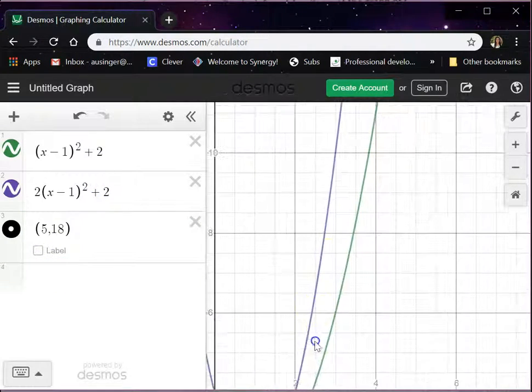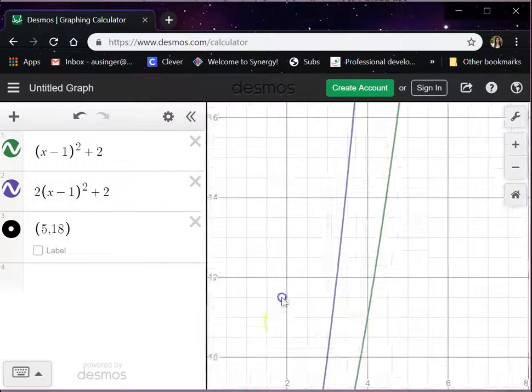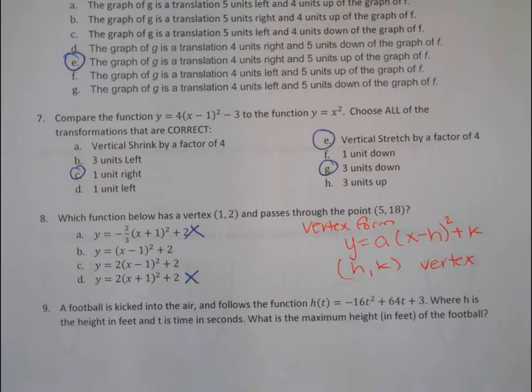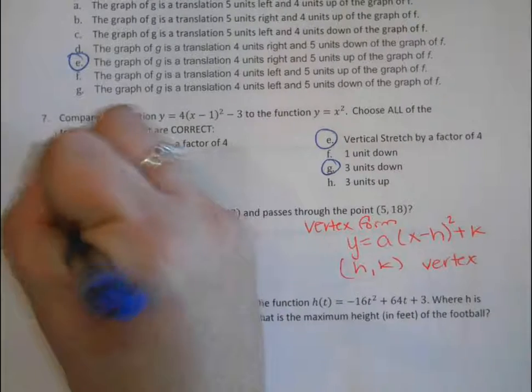I'm going to scroll until I find this point. Just on my green graph, I look over here, my green graph was the (x minus 1) squared plus 2. So if I go back to my paper, it is choice B.